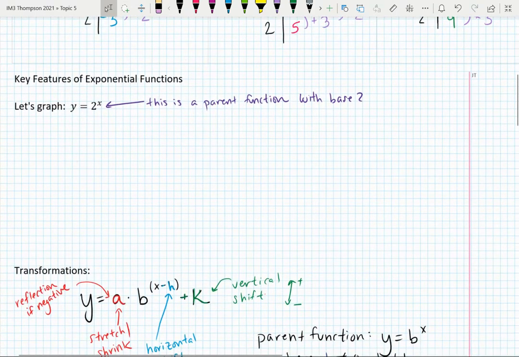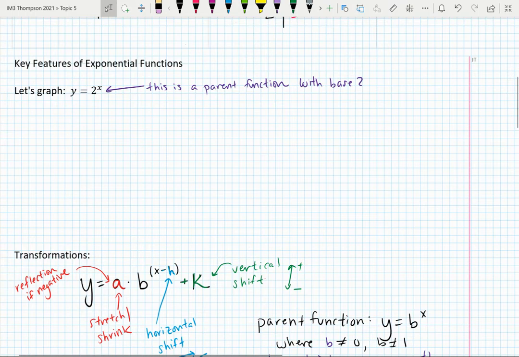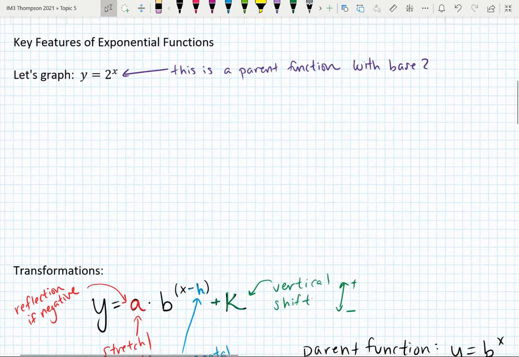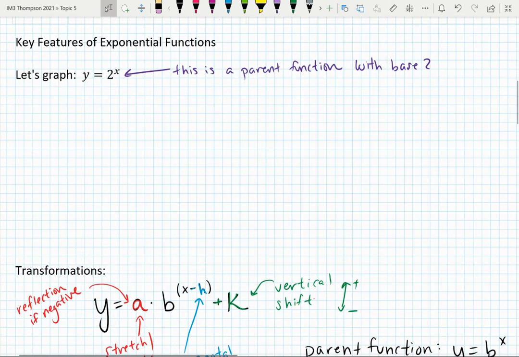All right, key features of exponential functions. So we're going to graph y equals 2 to the x. This is a parent function with a base of 2.